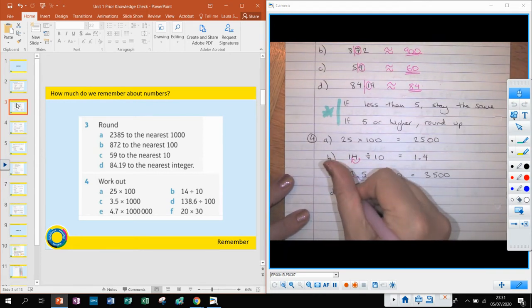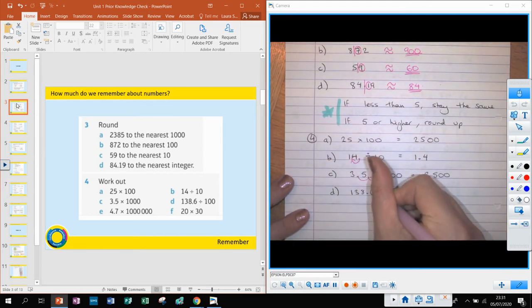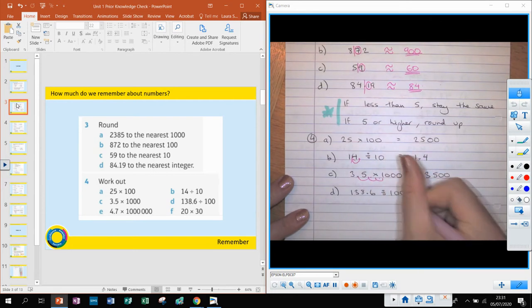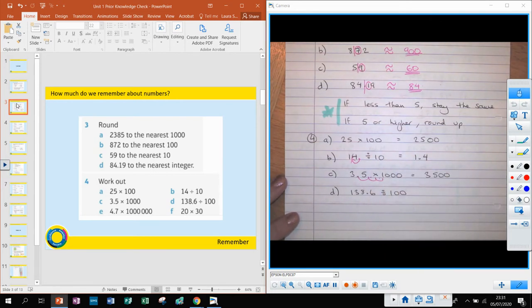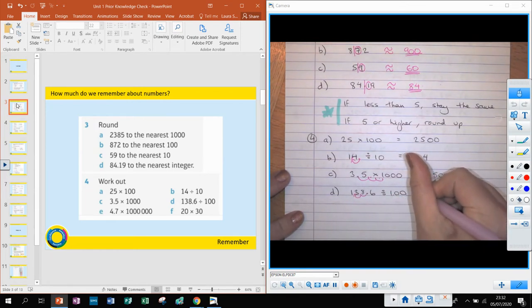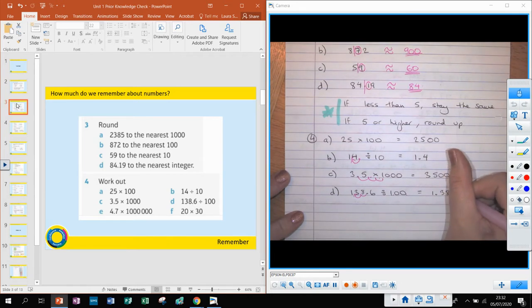Part D, we have 138.6 divided by 100. Okay, so again, now we have 2 place values that we are changing by. We're getting smaller by 2 place values. Okay, so we're going to the left with our decimal place, and that gives us 1.386.